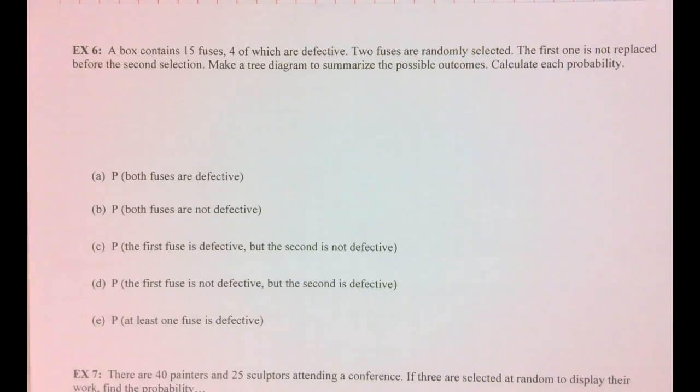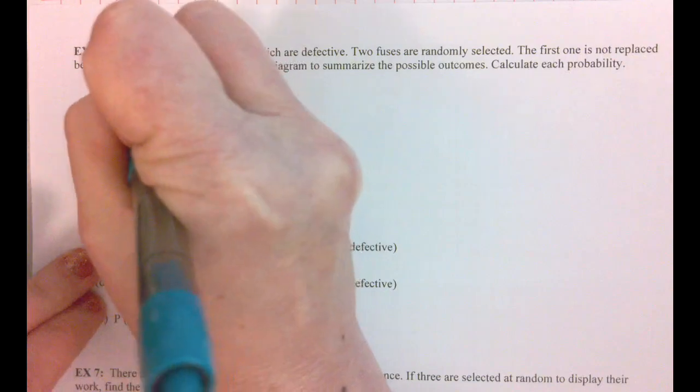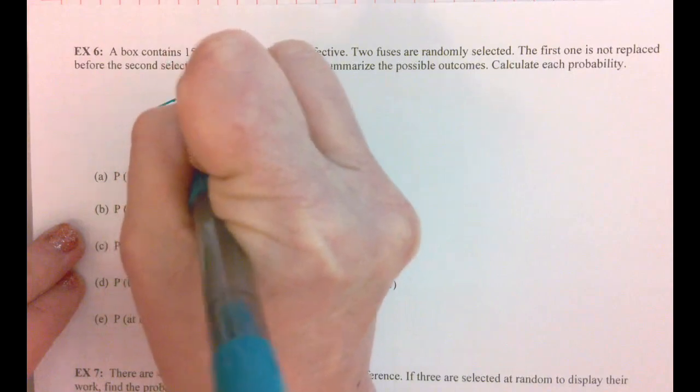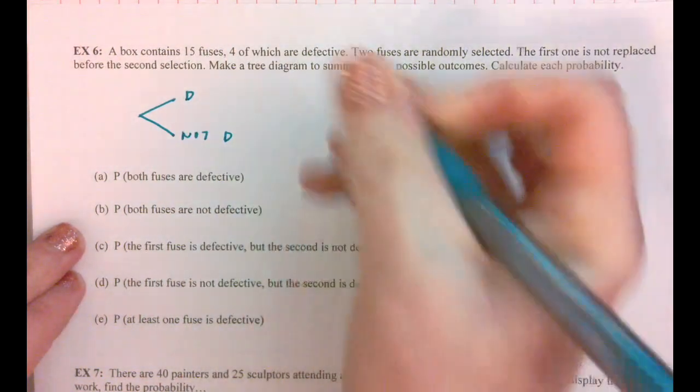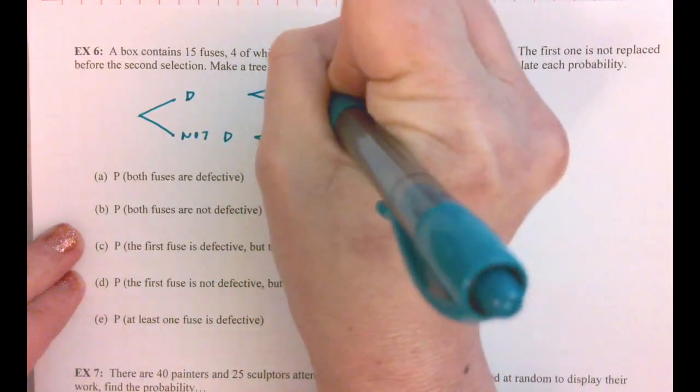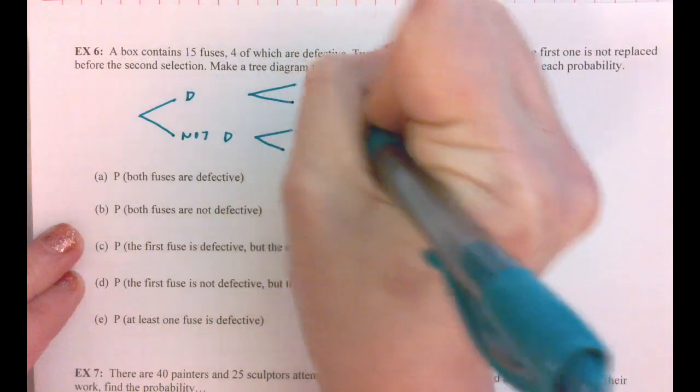All right, so here I have a box containing fuses, 4 of which are defective. 2 fuses are randomly selected. The first one is not replaced before the second selection. Make a tree diagram to summarize the possible outcomes. Calculate each probability. Okay, so if we look at what this could look like, we could get a fuse that's defective or not defective. We draw again, could be defective or not defective.